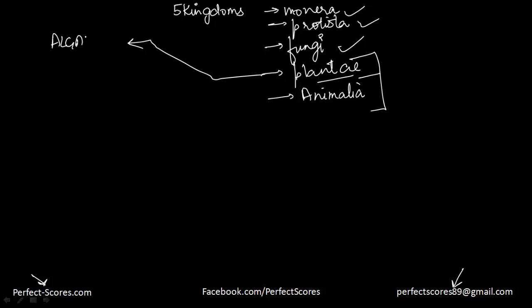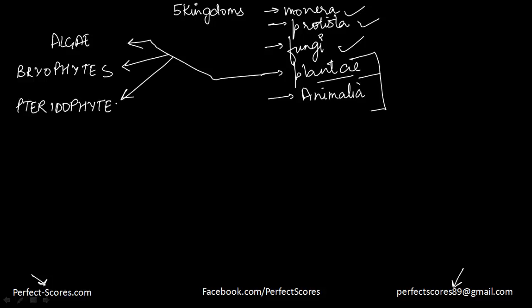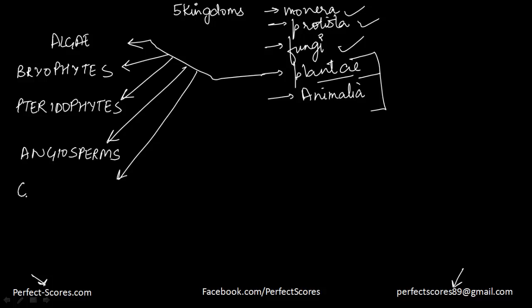First one is algae. The second one is bryophytes. The third one is pteridophytes. The fourth one is angiosperms. And we'll be dealing with the classification of angiosperms too in much more detail. And the fifth and last is gymnosperms.